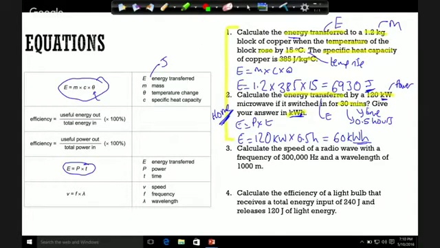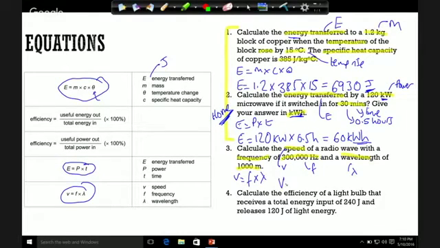Again, down here, question 3: calculate the speed of a radio wave with a frequency of 300,000 hertz and a wavelength of 1,000 meters. So I want you to write all over your question paper when you get these. We've got a speed, which is the letter V, because I can already see it down here. We've got a frequency, and we've got a wavelength, which we use this funny symbol lambda. And then we just find the right equation, which is down here, and write it across. V equals F times lambda. So copy it right across onto your exam paper.